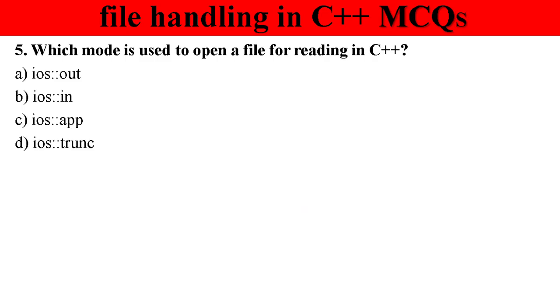Question number 5. Which mode is used to open a file for reading in C++? A. out. B. in. C. app. D. trunc. The correct answer is B. in, used to open the file for reading in C++.